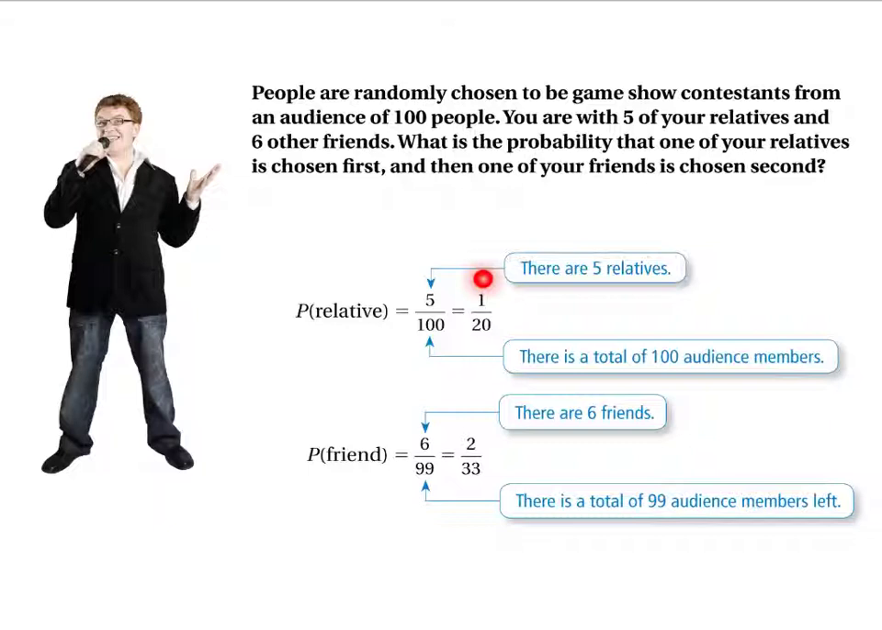The probability of your friends then being chosen, well, you've got to think about it. There are 6 of them total, so that's 6. Now this is how it's a dependent event. After one person has been chosen, we no longer have 100 people there. We have 99. So the probability of the second thing is 6 out of 99. Of course, we can simplify that down to 2 over 33. So again, a dependent event: the first time we have 100 people, the second time we're down to 99. So it changes the second one.